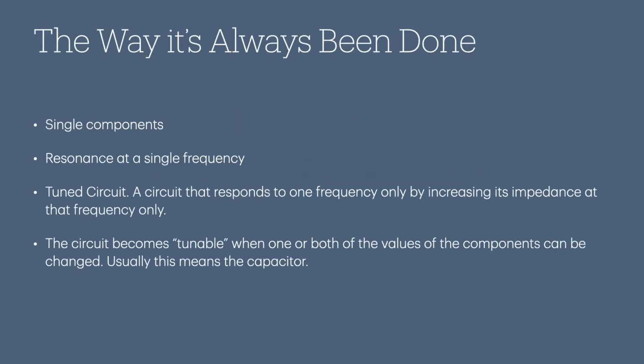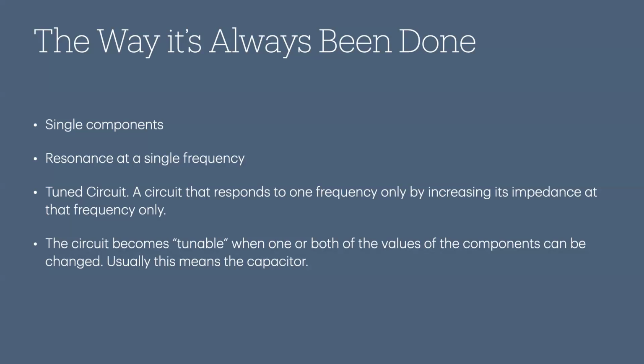Okay, the way it's always been done. When radios were first used, they were essentially a series of single components all working together. Not very many of them, just enough to resonate, to produce radio frequency signals, and either to transmit or to receive them. The initial radios were spark gap, which was just all the frequencies, everything; there were no channels.